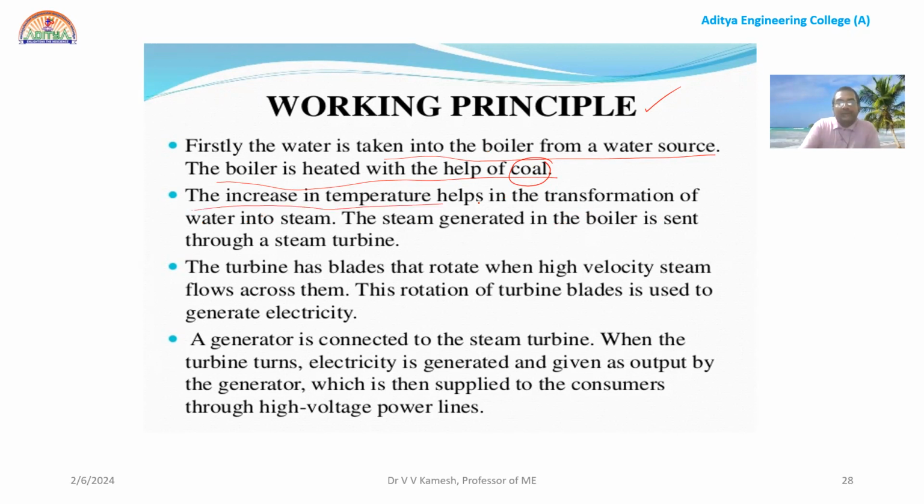The increase in temperature helps the transformation of water into steam. We know very well from the boiler knowledge. The steam generated in the boiler is sent through a steam turbine, okay? The turbine has the blades that rotate when high velocity steam flows across them. So there is some wheel and the blades are there and they will rotate like this. And this rotation of turbine blades is used to generate electricity.